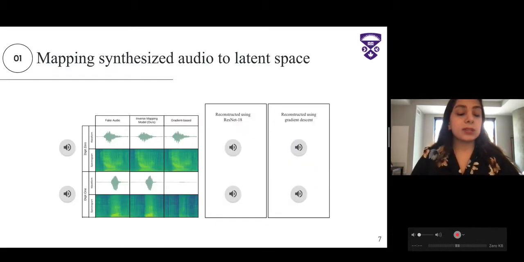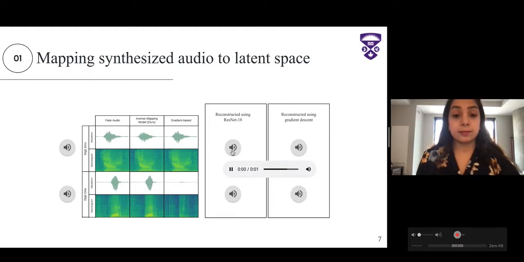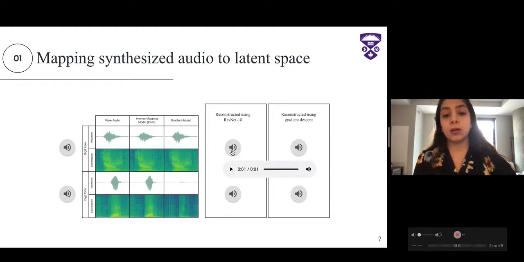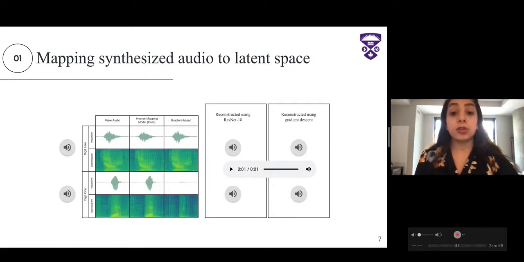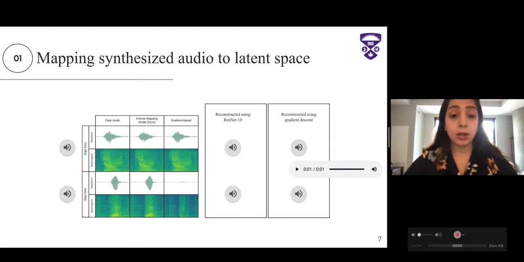In this slide, you will see some examples of our model's predicted latent vectors and how it is capable of reconstructing the input audio. For example, for the fake audio digit 0, our inverse mapping model is able to reconstruct it. And we also compare our results with reconstruction using gradient descent here. In this case, both methods are able to reconstruct the given audio.